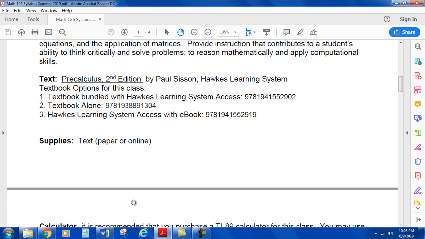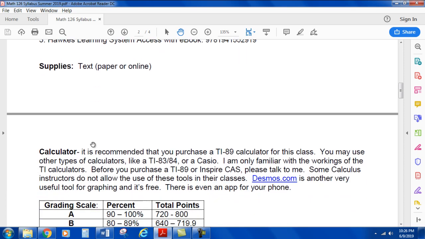The textbook options are, you have 3 options here. The textbook bundle with a Hawkes Learning System access, the textbook alone, or the access alone to use the ebook. So you can do your homework on paper or online, or some combination thereof, whatever modality suits you best. If you're old school like me, you might like a paper textbook, but if you are more modern and feel comfortable reading from a screen, you can use the online textbook. So you have options here. So you need to have a textbook of some type.